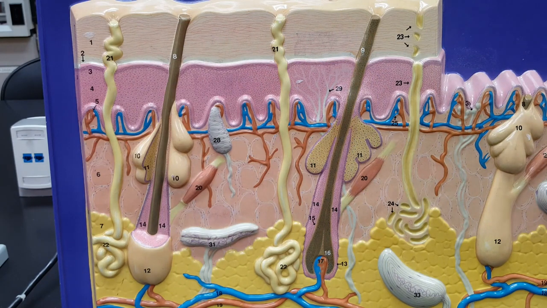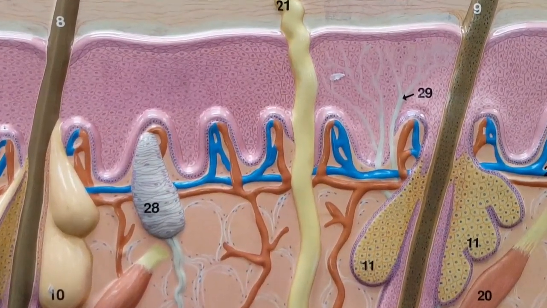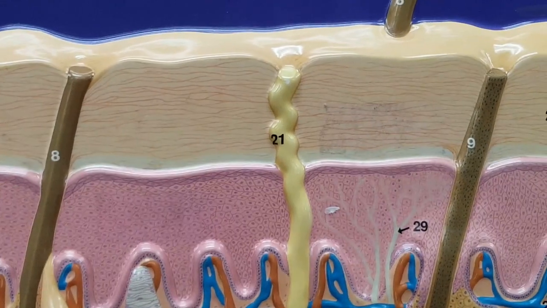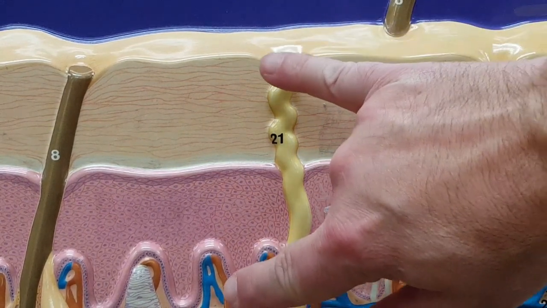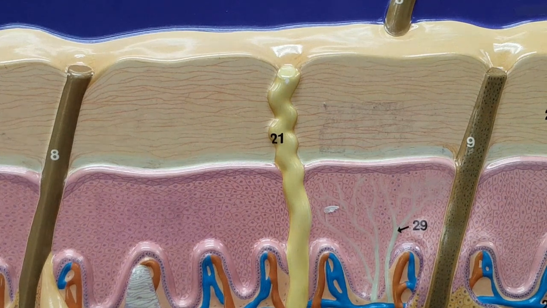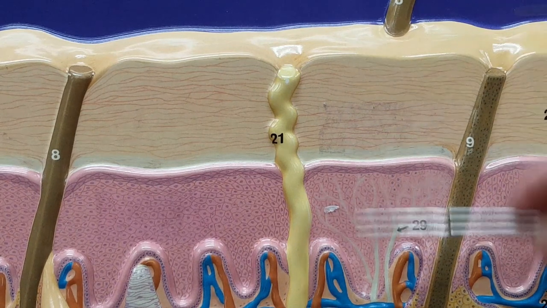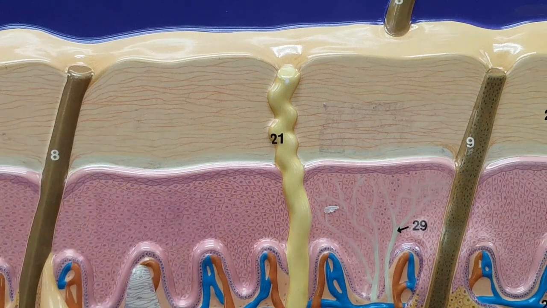Now let's take a look, everyone, still on page 7, under the epidermis, the 5 strata or layers of epidermis that we have. So this is a pretty good shot of the epidermis on this particular skin model. This is all epithelium. This is a stratified squamous epithelium because the top layer of cells are flat.